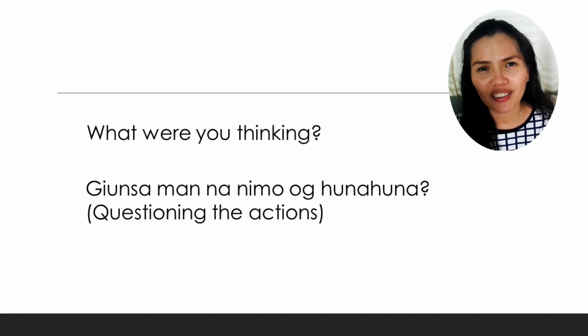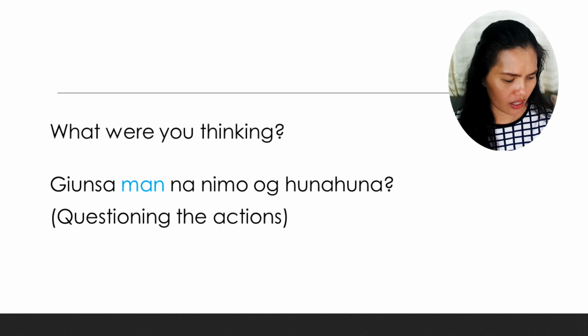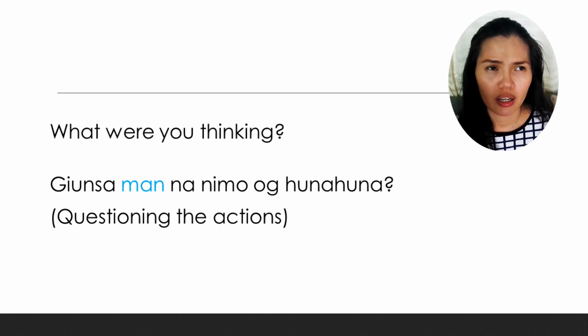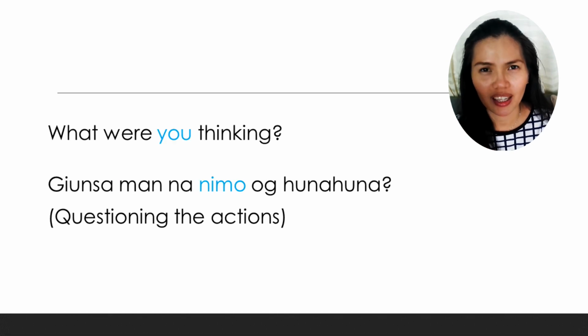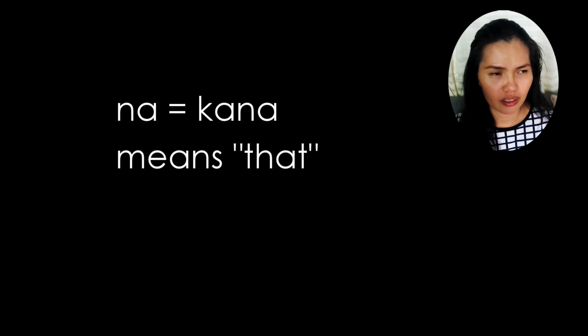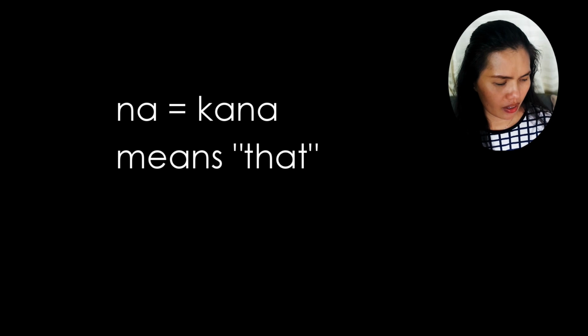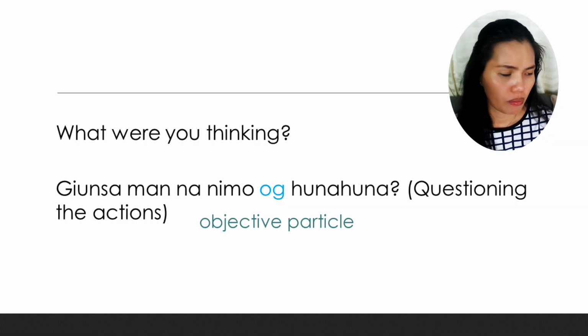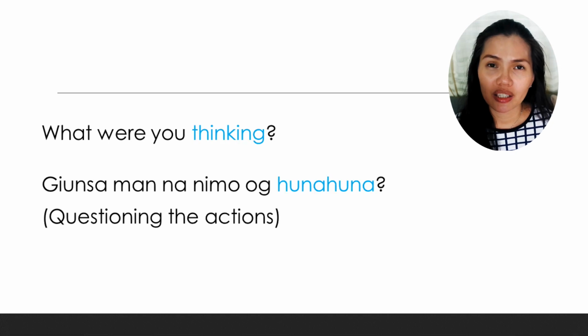It's like, giunsa man na nimo og huna-huna. So giunsa means how, okay? Giunsa is how. The man is more on emphasis. At the same time, it's more like sounding to be more polite, but there is emphasis to the thought. Okay, what were you thinking? The man here, okay? And then nimo here is you. The na here, yun sa man na, the na is actually that, okay? So it's a shortcut of kana, basically what the person did in the past. The og here is an objective article. If you haven't watched my og versus og, you might want to check on that as well. Huna is thinking, okay?